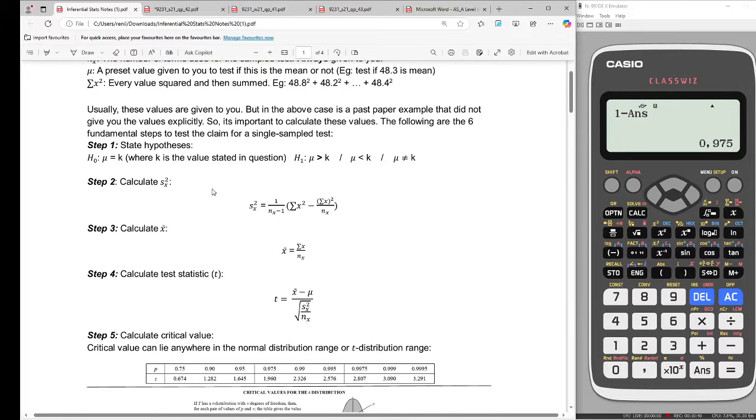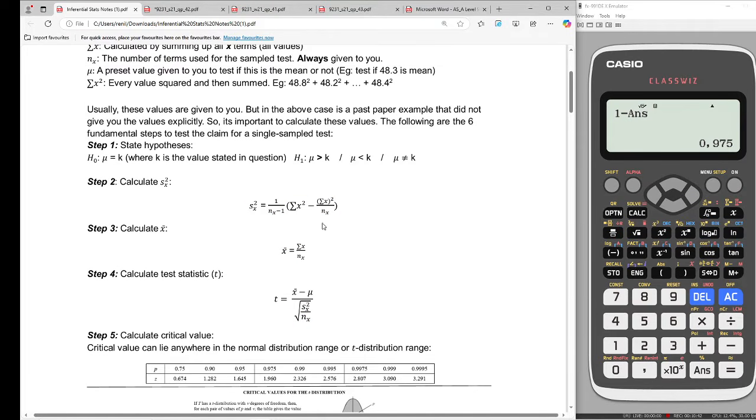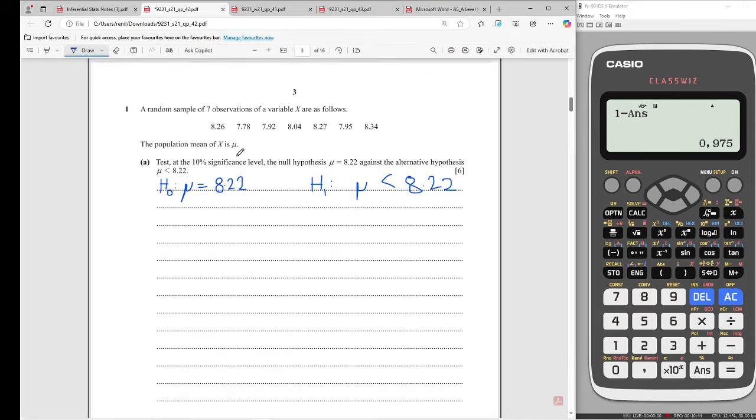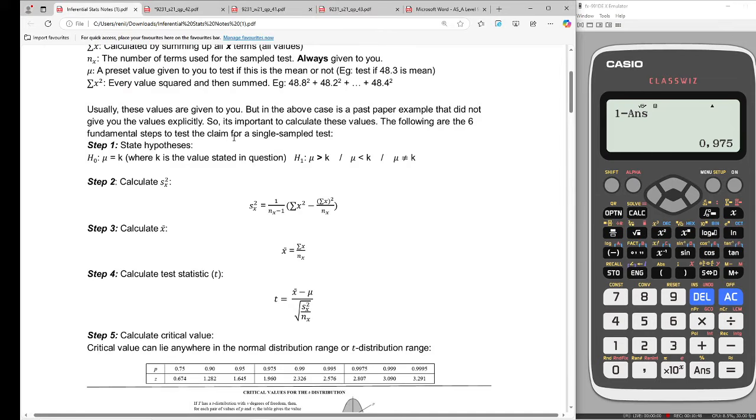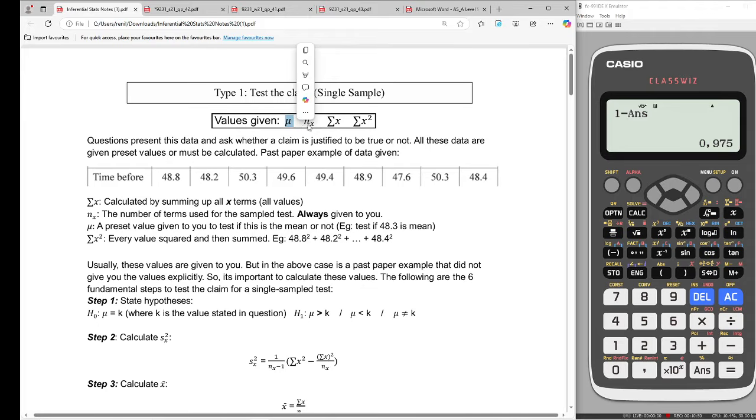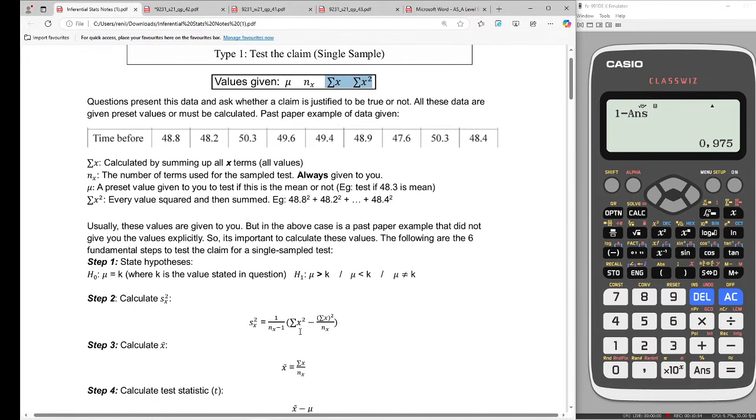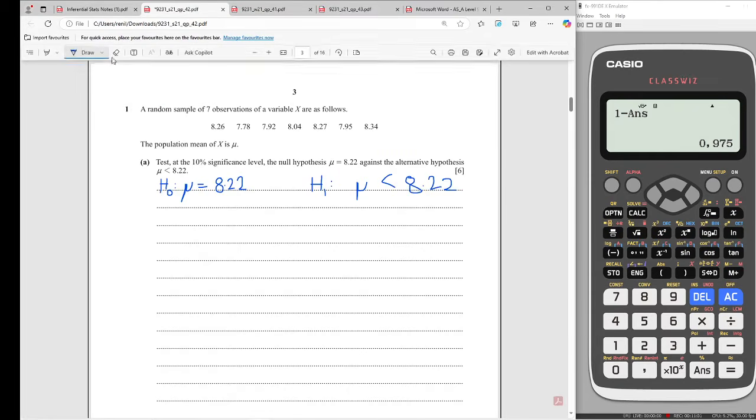Right, so the second step they say is to calculate S2 of x. So we can just plug in our values directly, right? No, we can't. We don't have the given values here. We have mu x, we have the number of terms of x, we don't have these two, however, so we cannot calculate S2 of x directly. So we need to calculate the sum x and sum x squared individually right now.